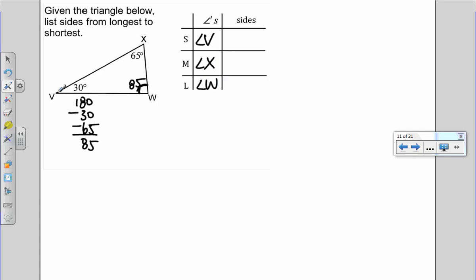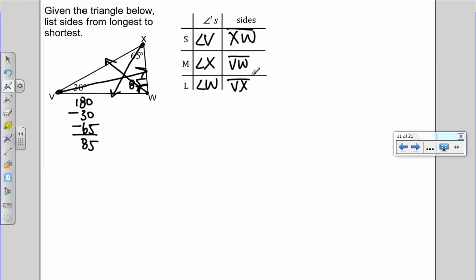And now either start at your smallest and go to the opposite. XW is the smallest side. Start at the medium-sized angle and go across. VW is the medium side. And across from angle W is the side VX, or XV.